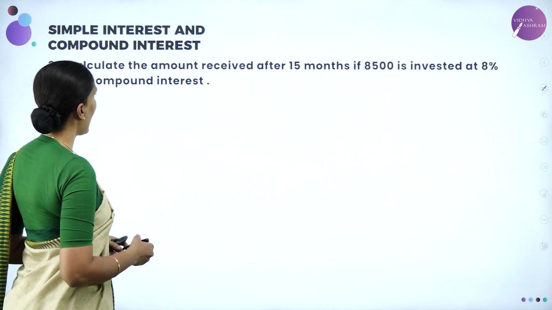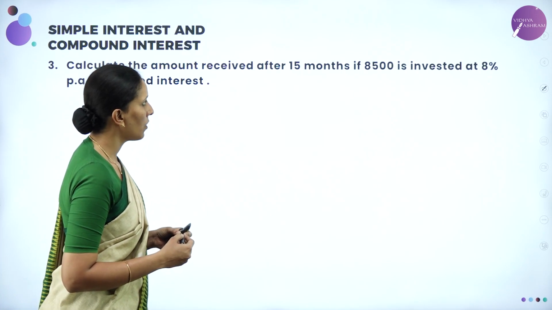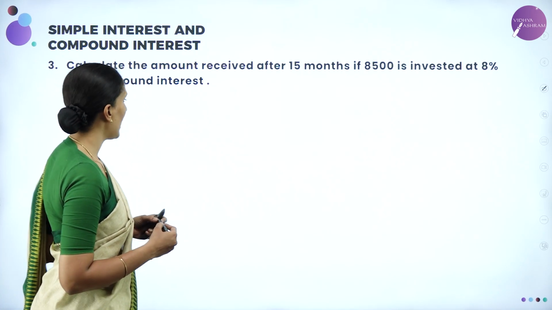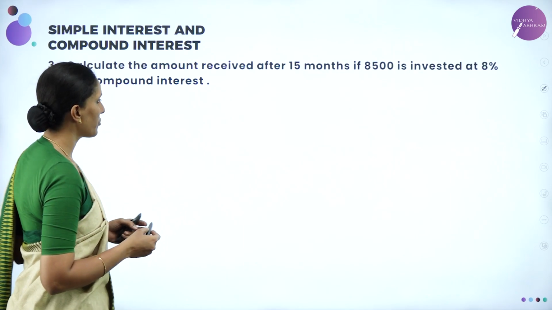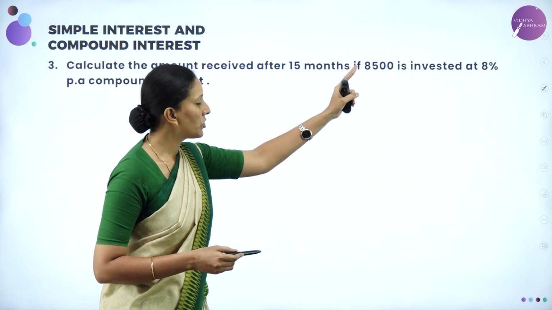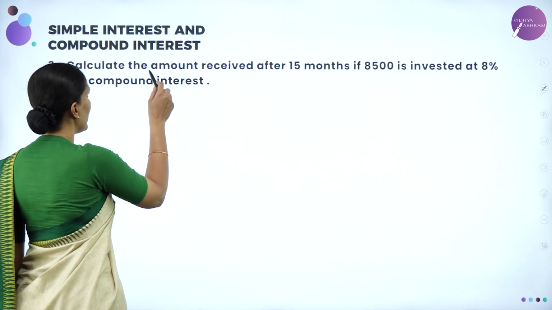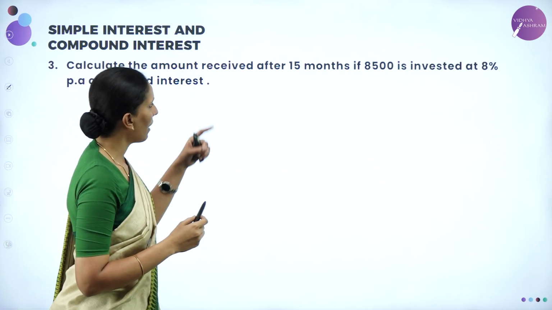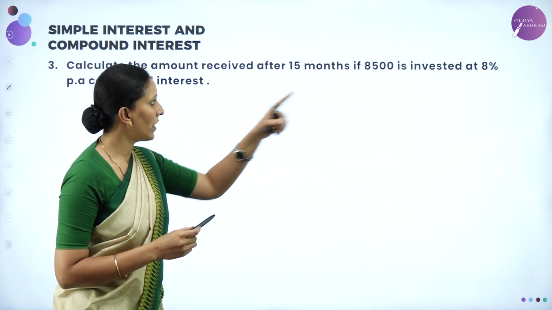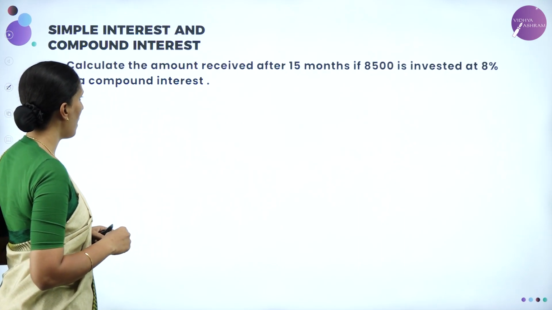Next question. Calculate the amount received after 15 months if 8,500 is invested at 8% per annum compound interest. So it's a direct question. We have a time period, amount and rate of interest. We need to calculate the compound interest. First, let us calculate the amount. So it's a direct question where we have the time period, principal as well as the rate of interest and compound interest. We are calculating amount now.